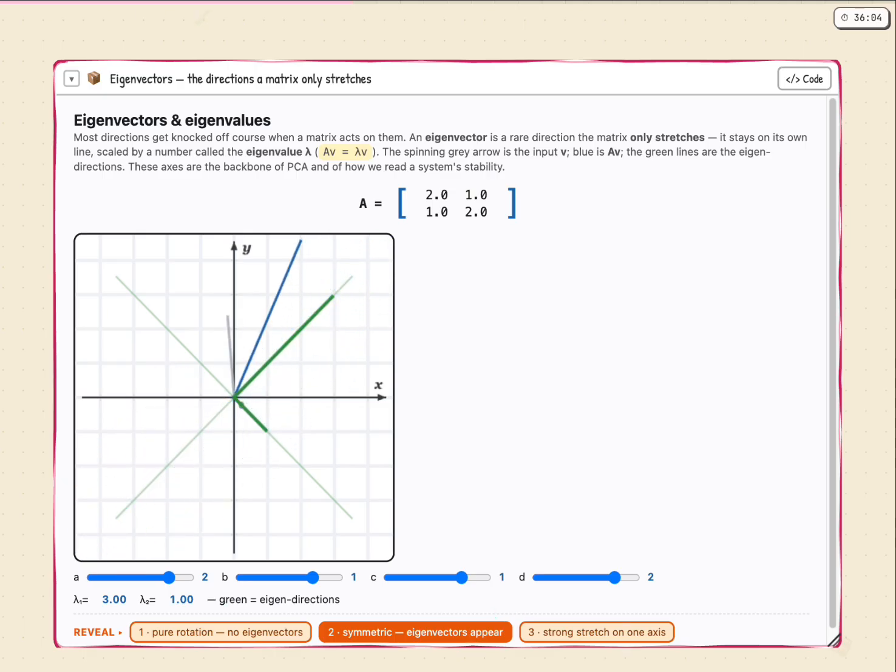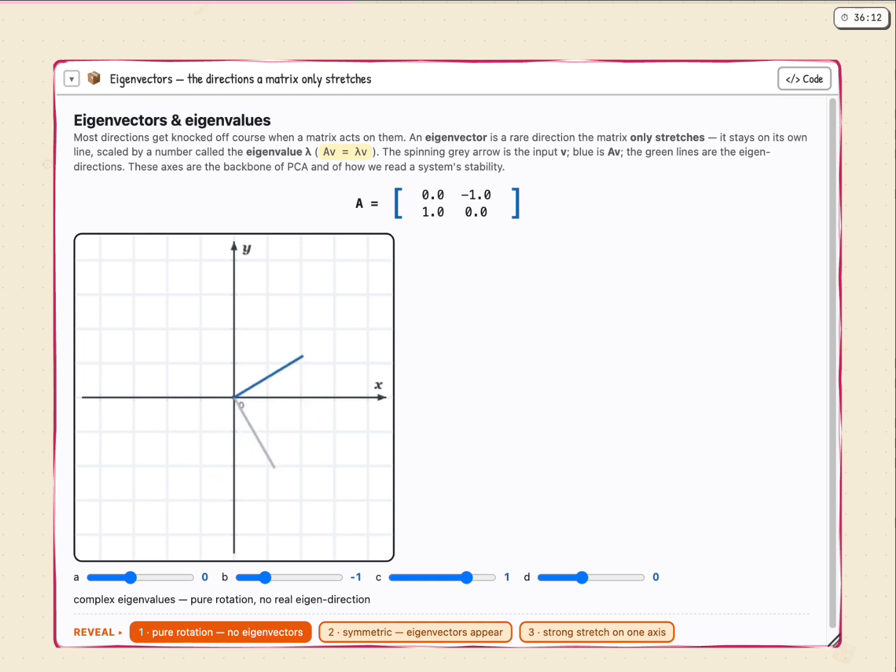Now watch this, I'm going to tune the matrix so that it's a pure rotation. See, the green eigendirection lines vanish. There are no real eigenvectors because a pure rotation knocks every direction off course. Nothing stays on its own line. That's a matrix with complex eigenvalues. It's all spin, no stretch, and now I'll bring it back.